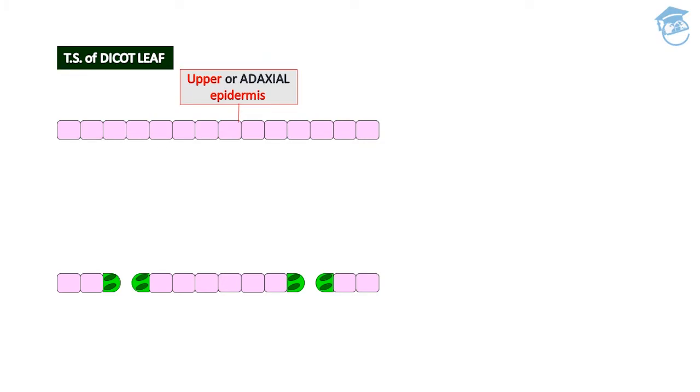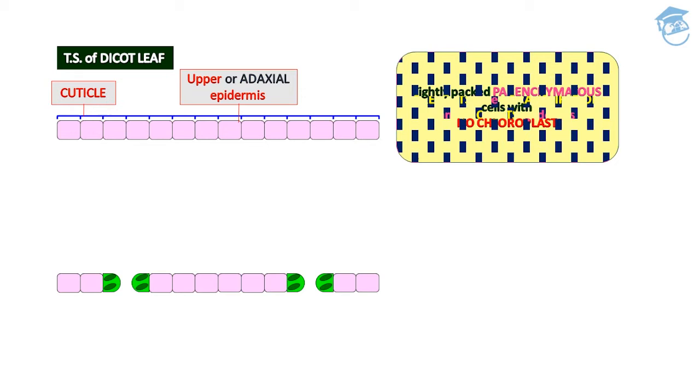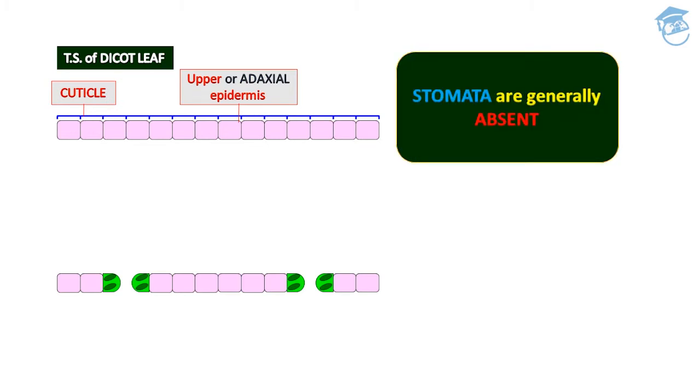See, the vertical section of a dorsiventral leaf through the lamina shows three main parts, namely epidermis, which is also called the upper or adaxial epidermis. They are tightly packed parenchymatous cells with no chloroplast in them. And it has a cuticle, which is a waxy substance. So you can say that this leaf has a conspicuous cuticle. And then stomata are generally absent in the adaxial epidermis.